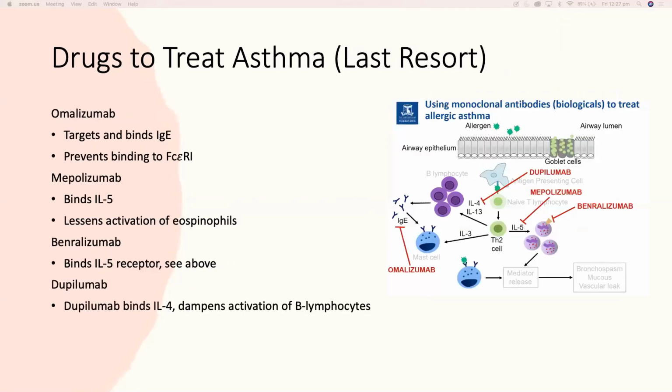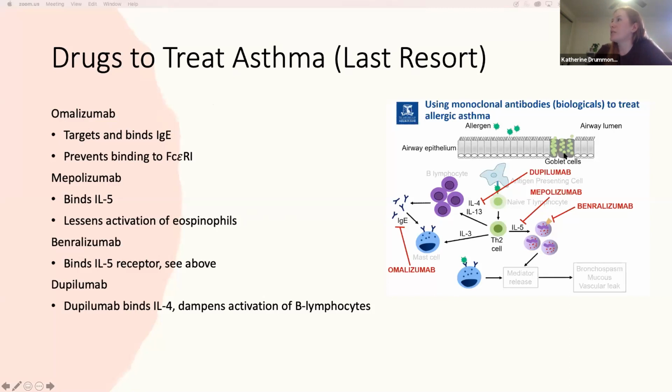Okay. And so then this is more what you guys learned about. You learned about using monoclonal antibodies to treat asthma. We tend to only use monoclonal antibodies to treat really advanced asthma, really when nothing else has worked, basically. So we have monoclonal antibodies. They have this suffix of UMAB. So if you see UMAB, you know that it's an antibody.